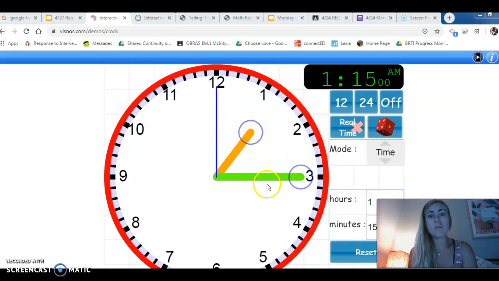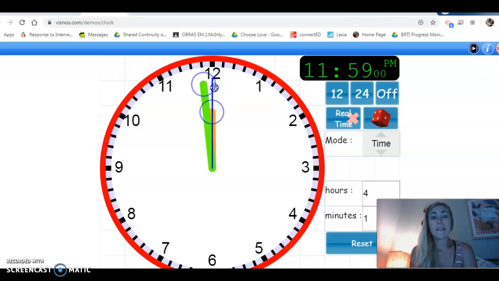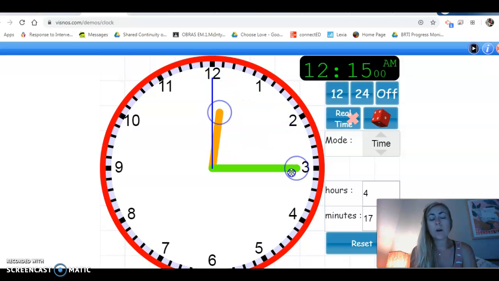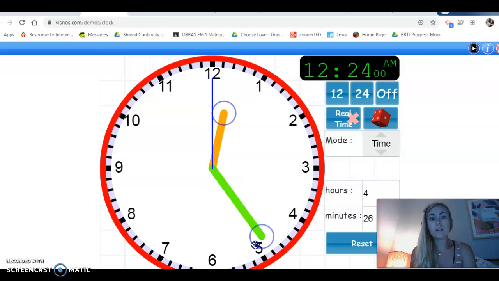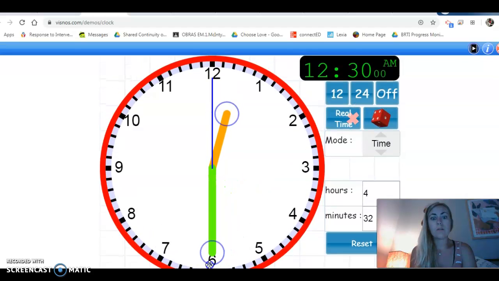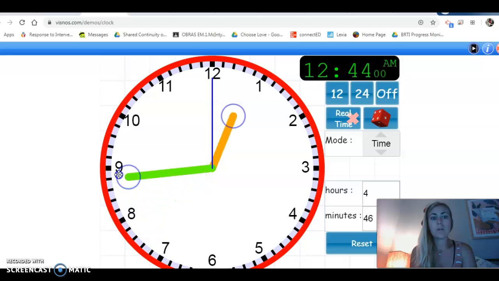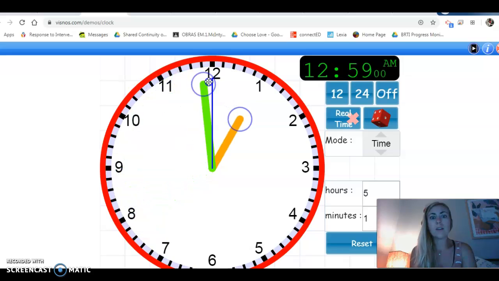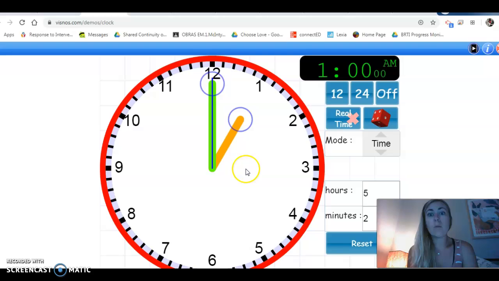Yesterday on Monday, you should have been practicing the quarter hour or every fourth hour. So o'clock, let's put it back at o'clock. And then I'm going to move my minute hand. So we've got 12 o'clock, 12:15, 12:30, 12:45, and 1 o'clock.